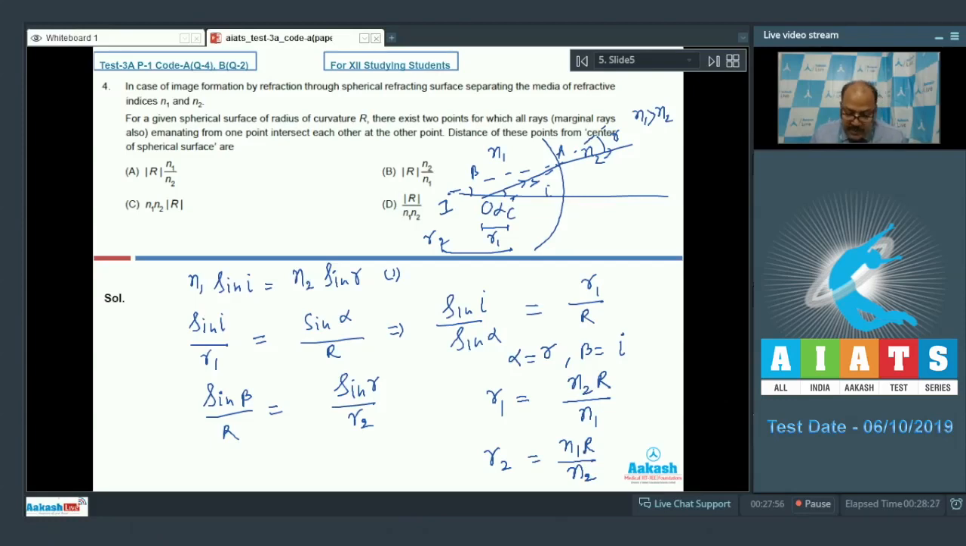If you look at the options, obviously A and B are correct. So the answers we have got, they match with options A and B. The two positions will have distance from the center of curvature, N2 R by N1 and N1 R by N2. So A and B are correct options. Let's now go to question number 5.